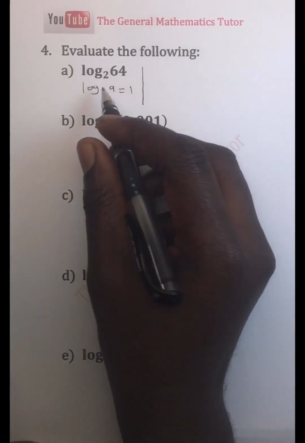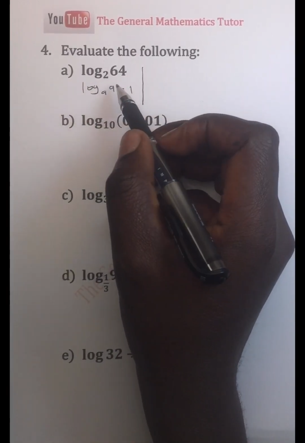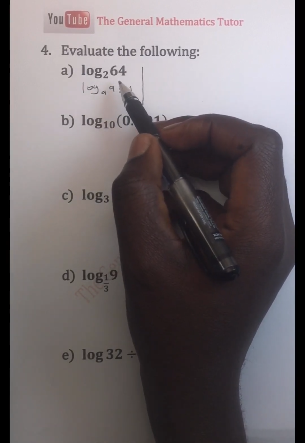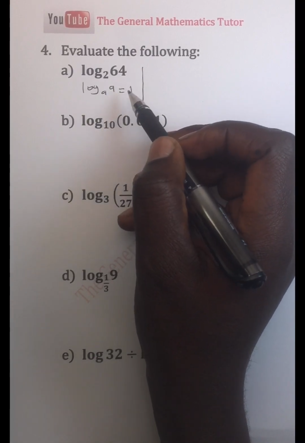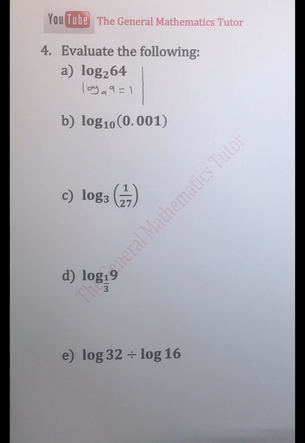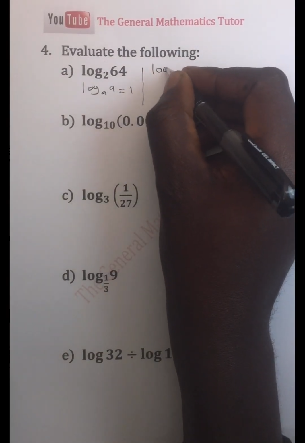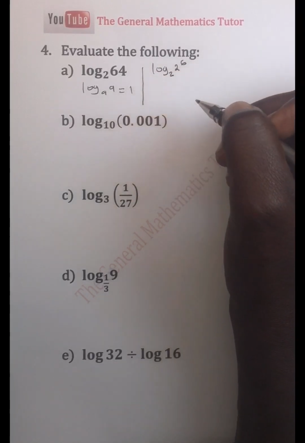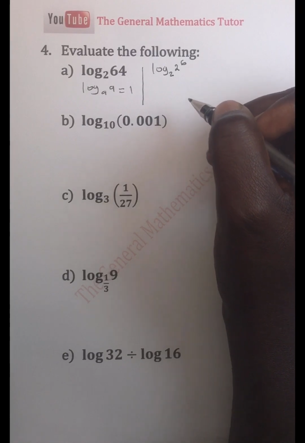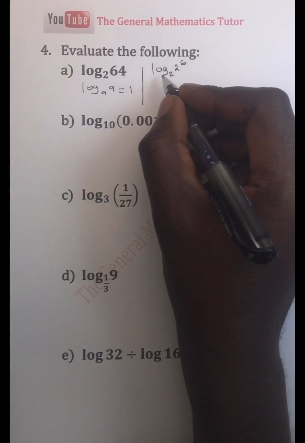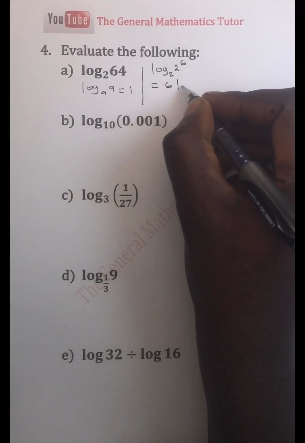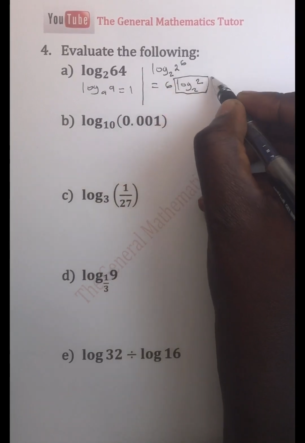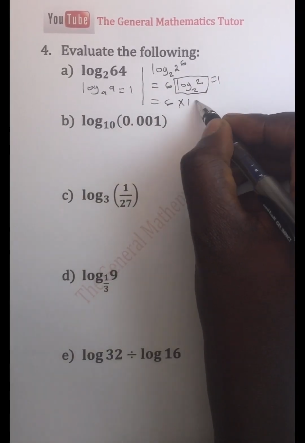So we can write log of 64 to base 2 by rewriting 64 as a base 2. That is what we are going to do. So we are going to have this as the log to base 2 of 2 raised to power 6. Then from there, we just apply the third law of logarithms, whereby we rewrite this as 6 log to base 2 of 2. This is equal to 1, so that we have 6 times 1, and that is equal to 6.